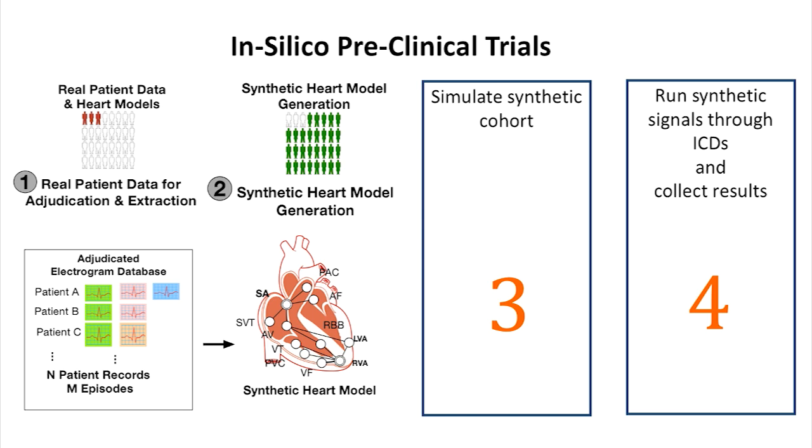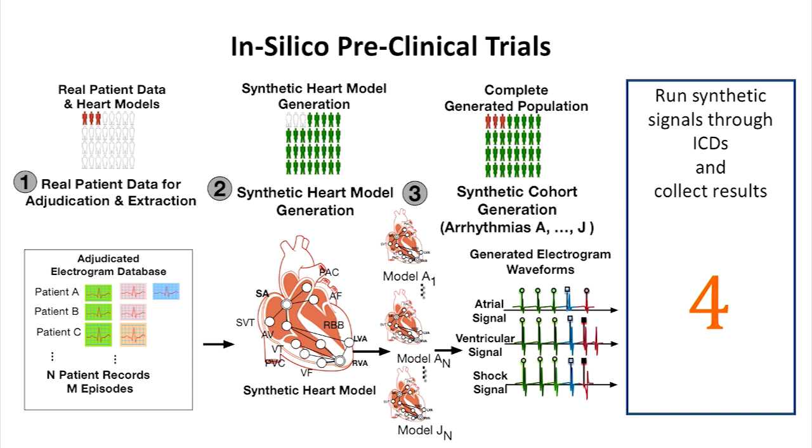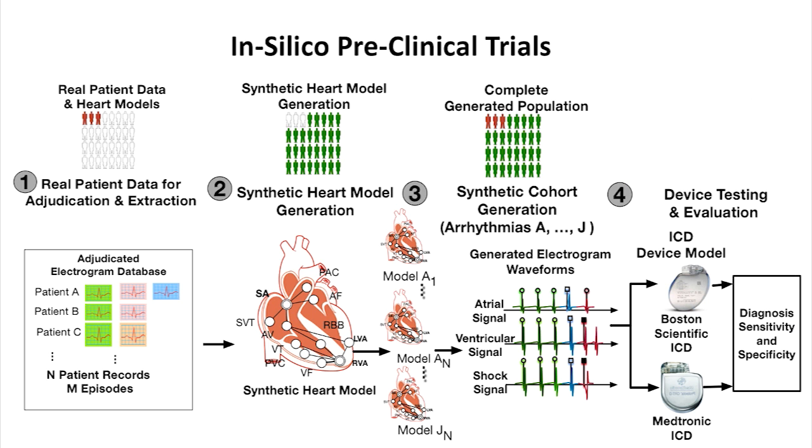By fitting a distribution to the extracted parameter values, we can sample the distribution and generate synthetic patients. Each heart model represents a patient with one disease or condition. We simulate this heart model to obtain the electrograms or heart signals. Finally, we feed these electrograms to the devices and calculate their performance.